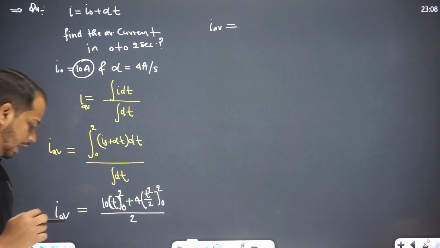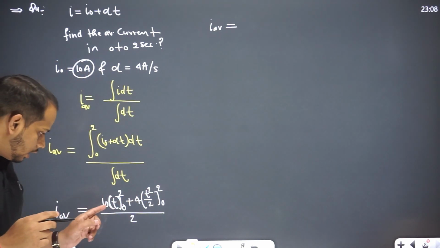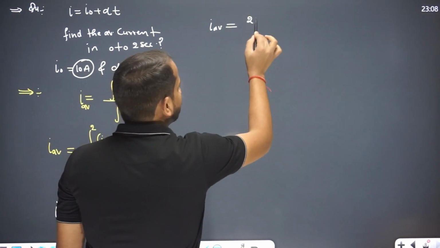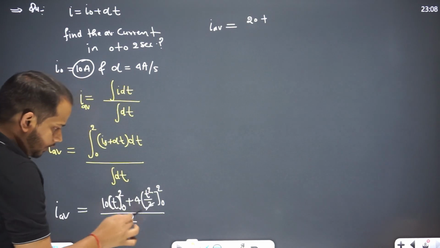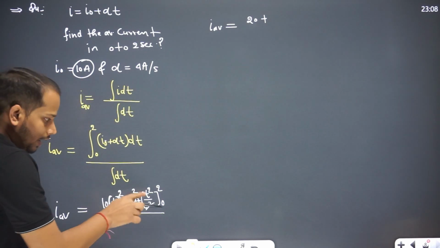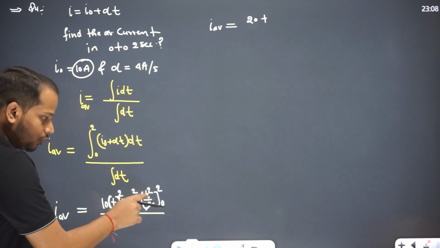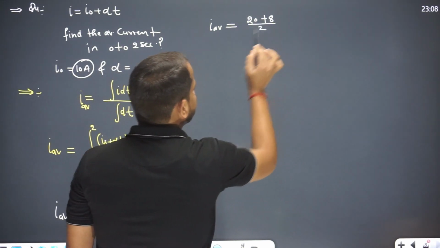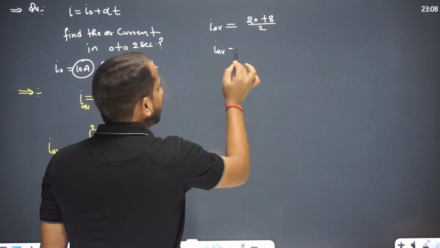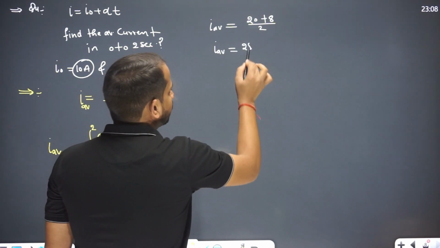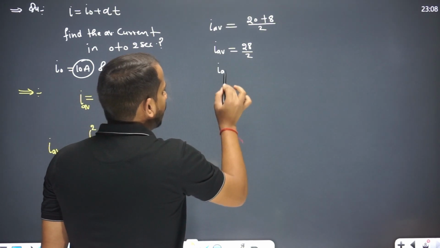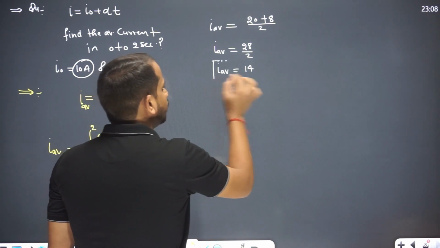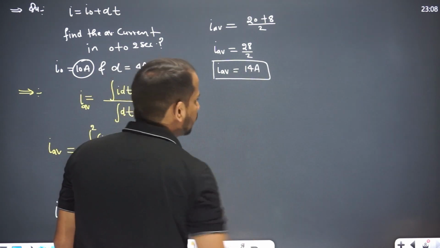So what is the value of this I average? 10 into this is what? 2. So it becomes 20, right? 20 plus, this is what? The 2 will be cancelled out with the 2, and 2 square is 4. 4 into 2 is 8. 20 plus 8, divided by 2. So the I average is 28 by 2, so the I average is 14. 14 ampere. This is the value of current, right?